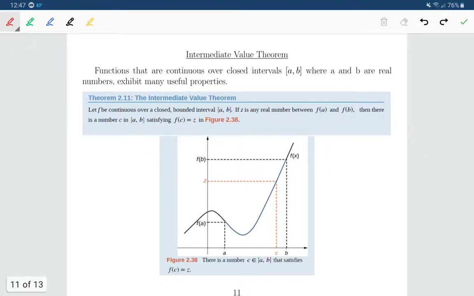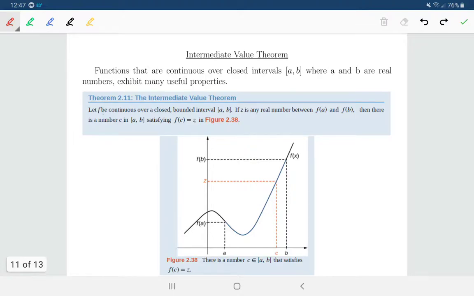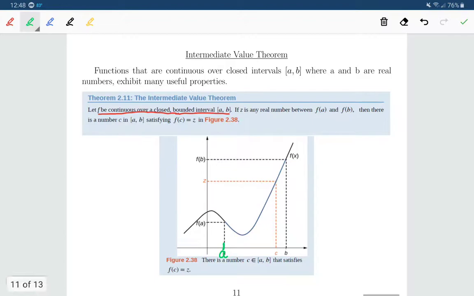The intermediate value theorem is an important theorem in calculus, and it talks about functions that are continuous over closed intervals. Functions that are continuous over closed intervals have many useful properties, and we'll begin examining that today. So first, to use the intermediate value theorem, we're going to have to make sure that f is continuous over a closed and bounded interval, a to b. Bounded would mean that a and b are fixed, specific values, not, say, infinity or negative infinity.